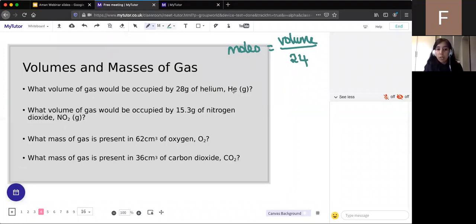So we start off first with a question that says, what volume of gas would be occupied by 28 grams of helium? So the first thing we notice there is we've got grams of helium and our question has moles and volume in it. So does anyone know how we can convert this 28 grams to either a volume or to the number of moles? What do we do to a mass to either convert it to a volume or the number of moles? Which one do we think we can convert it to?